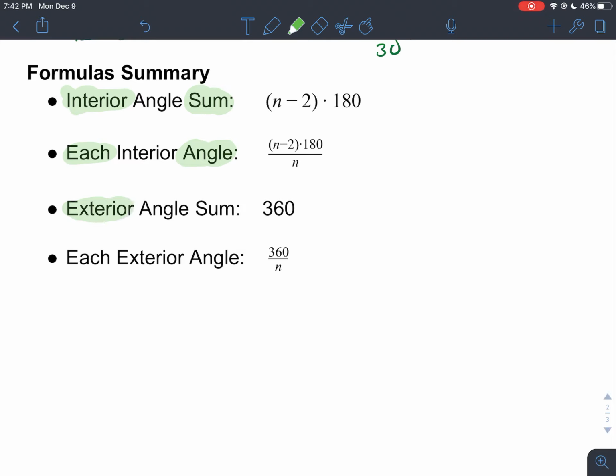Again, if you see exterior angle sum, so what is the sum of the exterior angles of a quadrilateral or whatever? 360. No math involved, 100% of the time it's 360. And then each exterior angle, or find an exterior angle of a regular polygon, 360 divided by n. Okay, so that is just a very short summary of those notes.